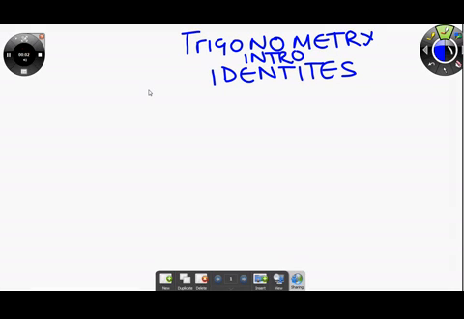Trigonometry identities. This is sort of like the introduction to trigonometry in grade 12, and we might just need to look at some of the identities we have already learned.